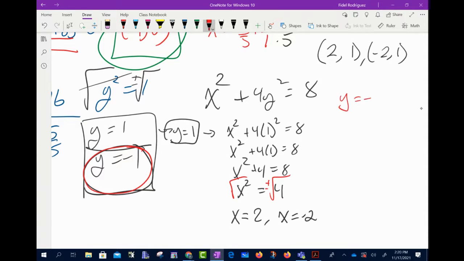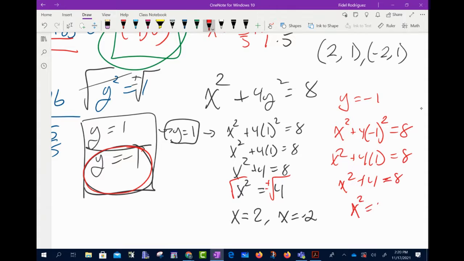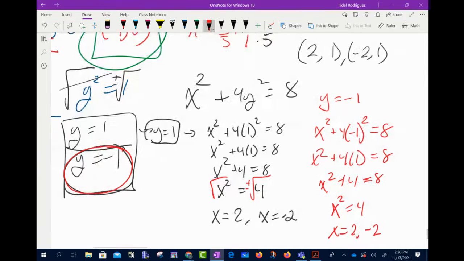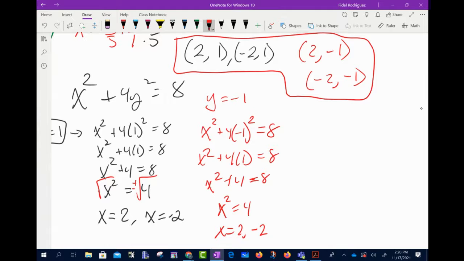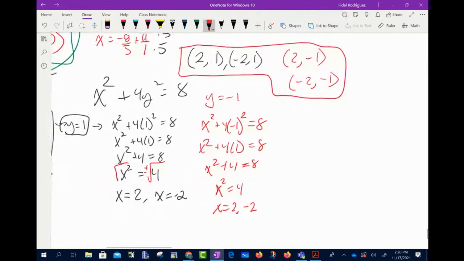Okay, let me ask you a question. Is anything really going to change? No, right? Because we're going to have x squared plus 4 times negative 1 squared equals 8, but negative 1 squared is still a positive 1. And so x squared is still equal to 4. So aren't we still going to get two answers here? Okay, so look, now we have another two answers. We have 2 and negative 1, and negative 2 and negative 1. How many answers do we end up with here? 4 answers, right? We came up with a total of 4 answers here, y'all.